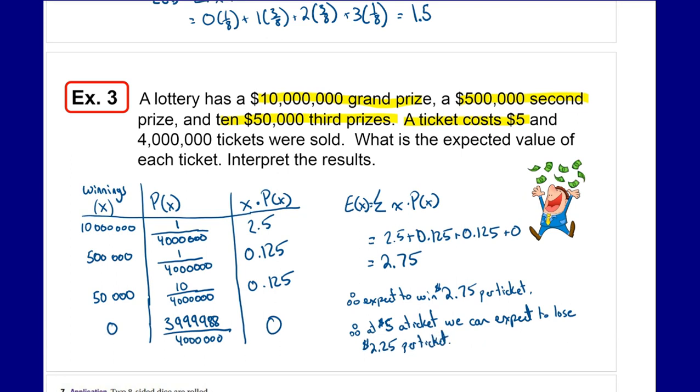So would it be worthwhile to play this lottery? Chances are no, because every time we buy a ticket, we're basically losing money. Even if we did win in the long run, chances are we are probably going to be losing money by the time that we get there based on the expected value. And you can see that in the probability of the different outcomes, right? It's highly more probable that we're going to lose than win. So each ticket technically has a losing value or a negative value.